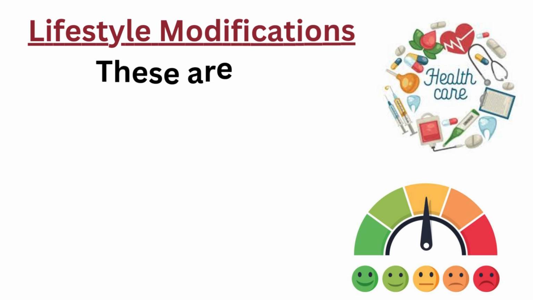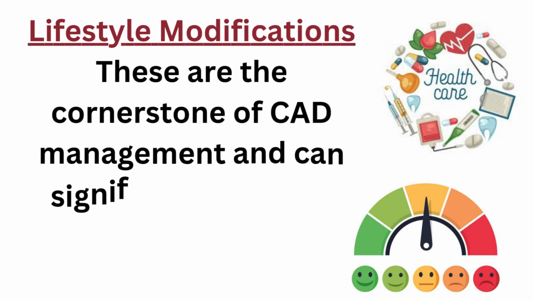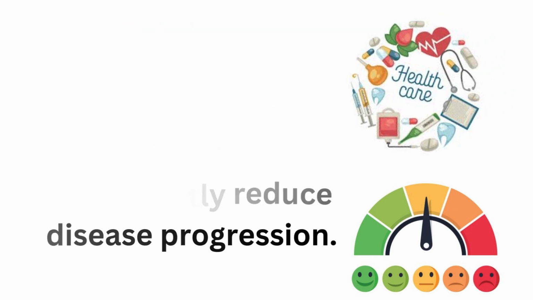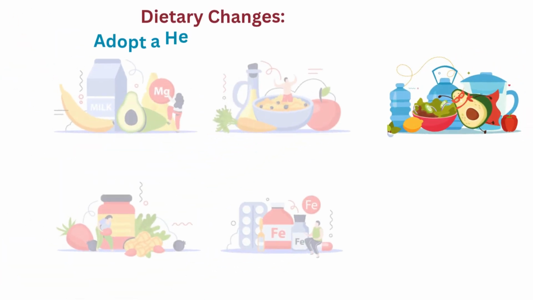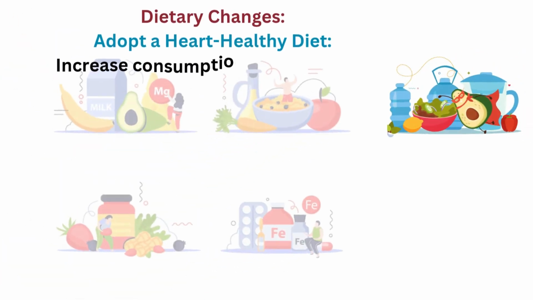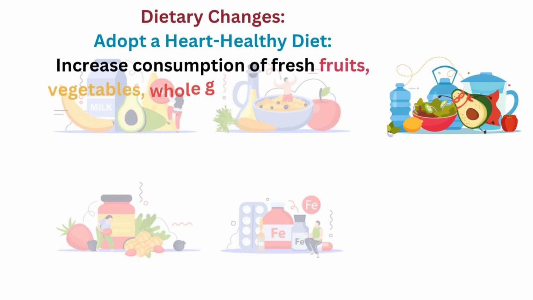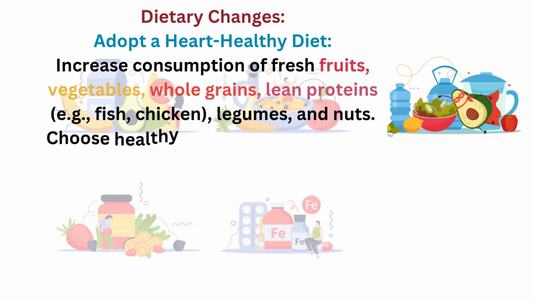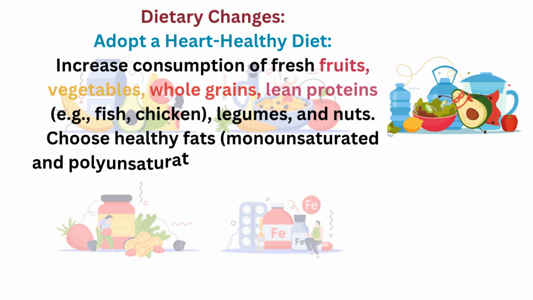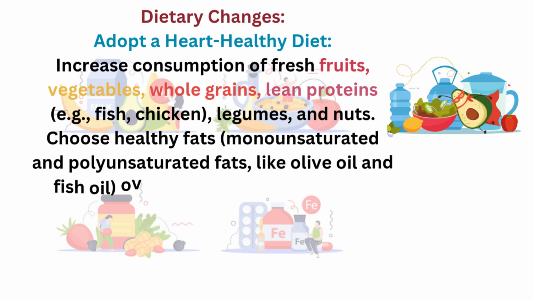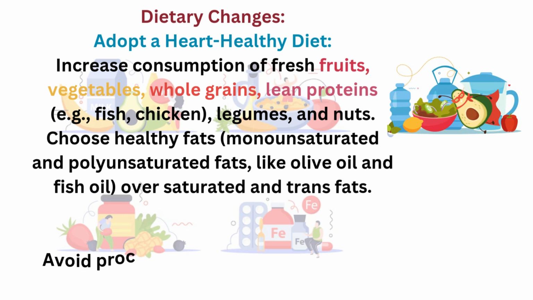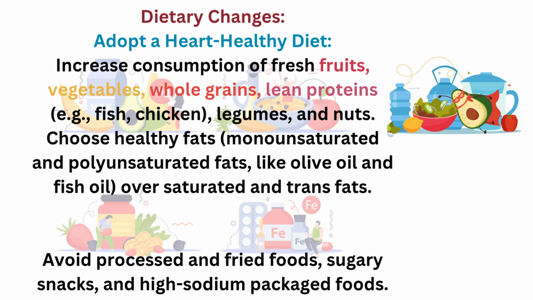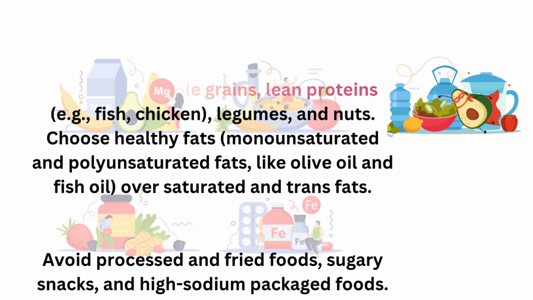1. Lifestyle modifications. These are the cornerstone of coronary artery disease management and can significantly reduce disease progression. Dietary changes. Adopt a heart-healthy diet. Increase consumption of fresh fruits, vegetables, whole grains, lean proteins, for example, fish, chicken, legumes, and nuts. Choose healthy fats, monounsaturated and polyunsaturated fats, like olive oil and fish oil, over saturated and trans fats. Avoid processed and fried foods, sugary snacks, and high-sodium packaged foods.